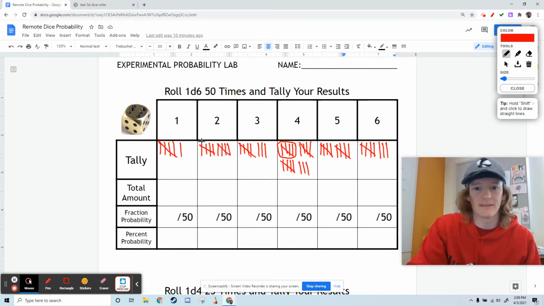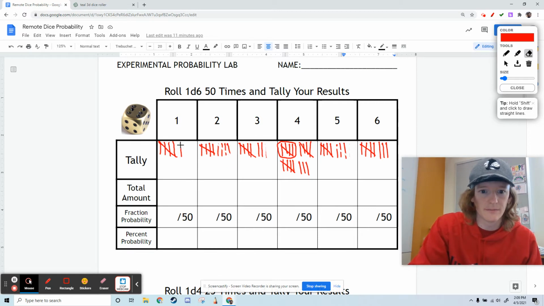So let's count my 5s. 5, 10, 15, 20, 25, 30, 35, 40, 45, 50. Oops, I did too many. So on that roll, I need to get rid of a 1, 2, 3, 5, 5. So this goes away. All right. Let's fix those ones I kind of erased a little bit of.